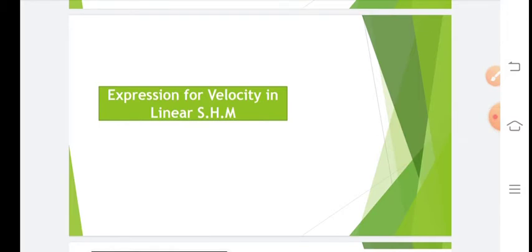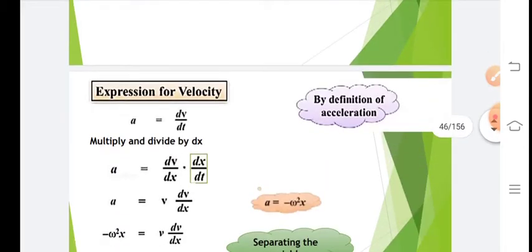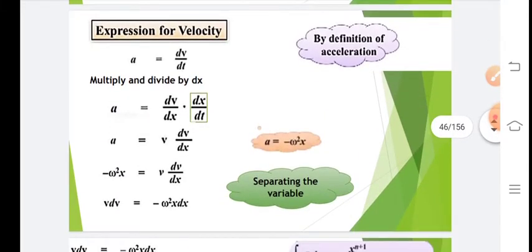Another one is the expression for velocity in linear simple harmonic motion. This is a very simple expression. As we know, the acceleration a is equal to dv by dt. So multiply and divide this equation by dx. Then a is equal to dv by dx into dx by dt. But dx by dt is nothing but the velocity, that is, change in displacement per unit time. So a is equal to v into dv by dx.